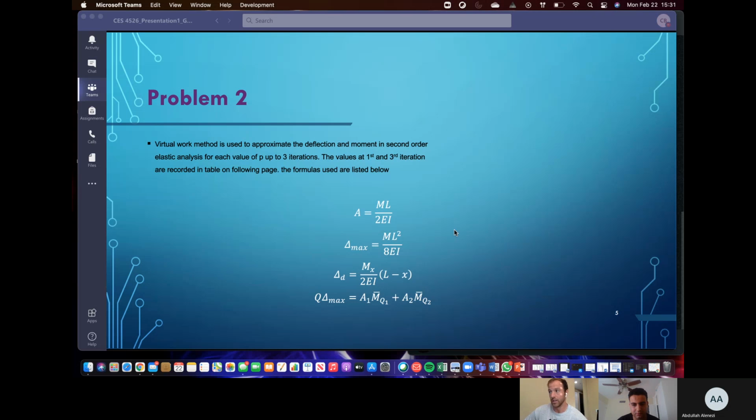So for the second iteration, that is when we start employing virtual work, and we use this last formula here. Q times delta max. Q is just the 1 kip virtual load. Delta max is what we're trying to find. And then the right-hand side of the equation is the summation of areas times the moment at the application of the virtual load. So for the second iteration, we have to find the areas.